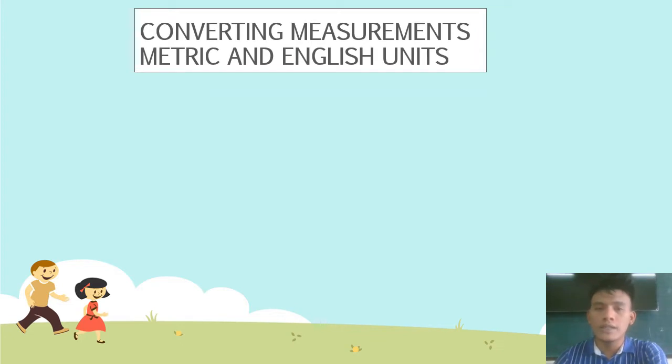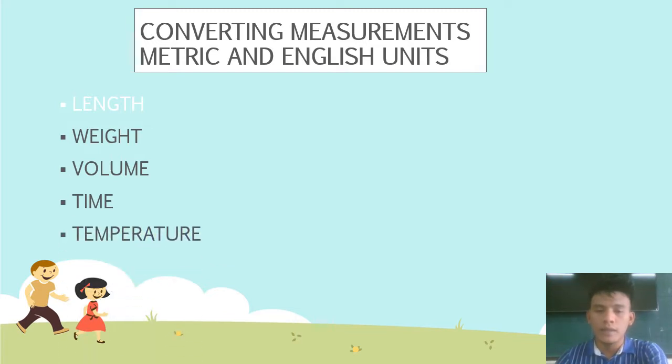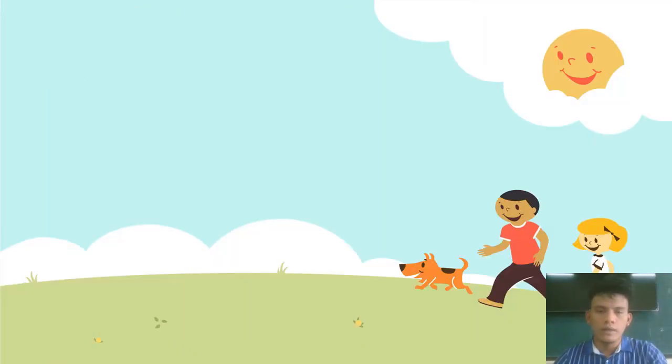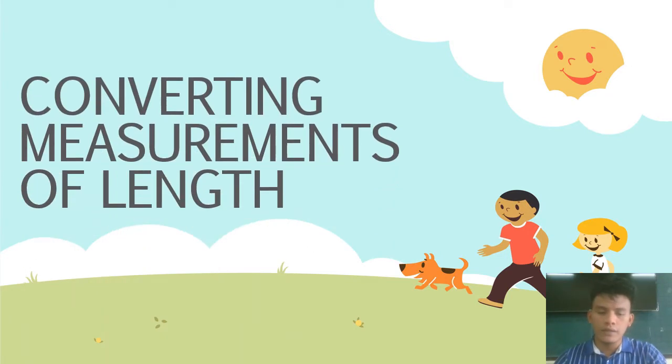Converting measurements, metric and English units: we can measure the length, the weight, the volume, the time, and the temperature. So we will discuss first the length. Converting measurements of length: we can measure the length by how far it is from end to end of a certain object or thing.